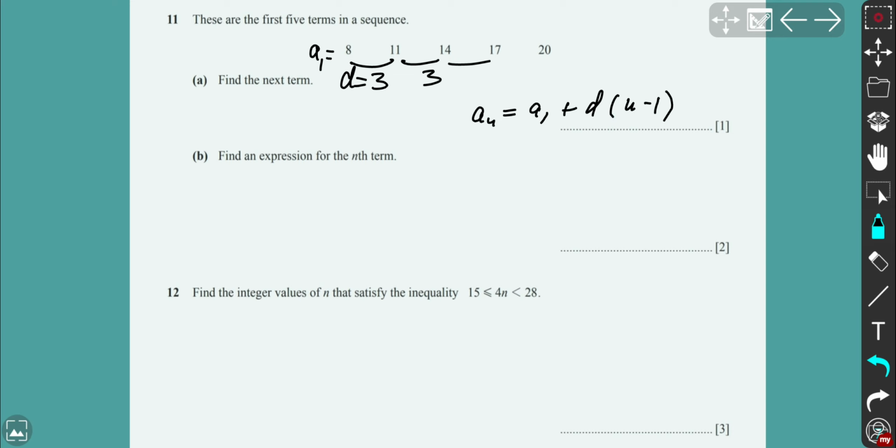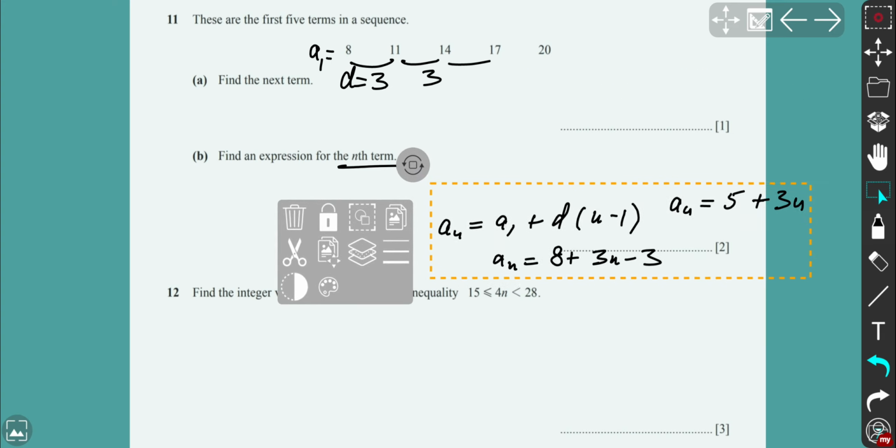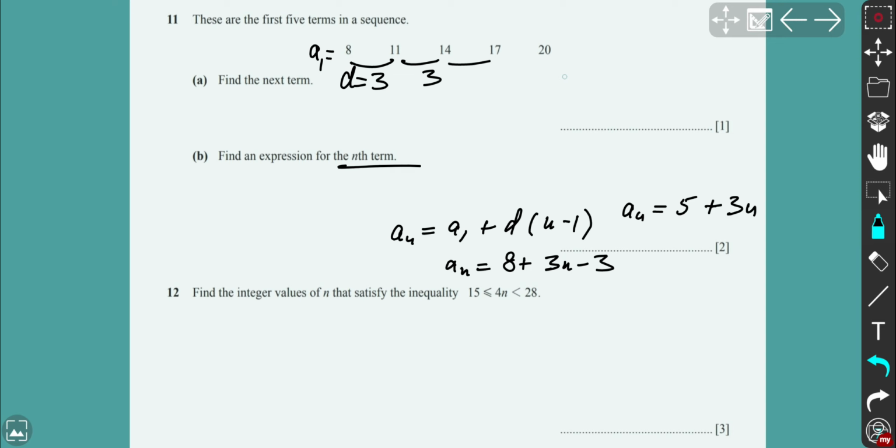You can use, guys, whatever your teachers explain. So let's say 8 plus 3n minus 3. I expanded the brackets. And finally, the formula for an is going to be 5 plus 3n. Okay, 5 plus 3n is going to be the answer. Find an expression for the nth term. Oh, my bad, that was the second question, so I need to move it down. Okay, so the next term is simply plus 3. It's going to be 23. Okay, it's done. Next one.